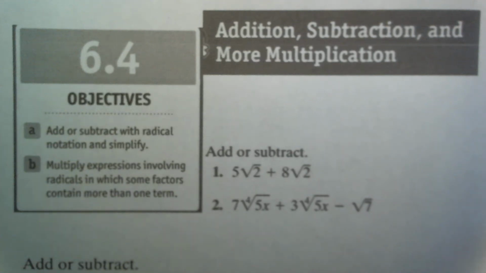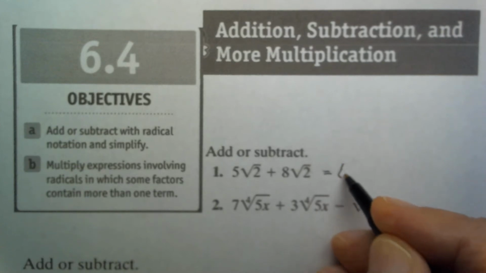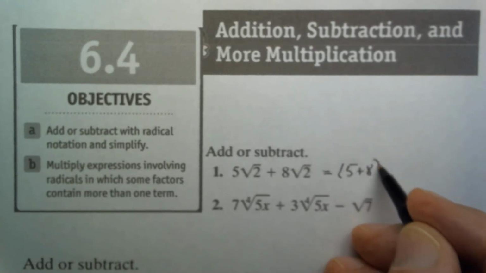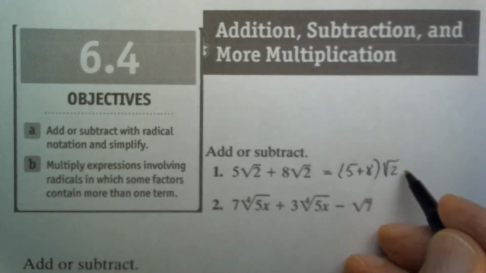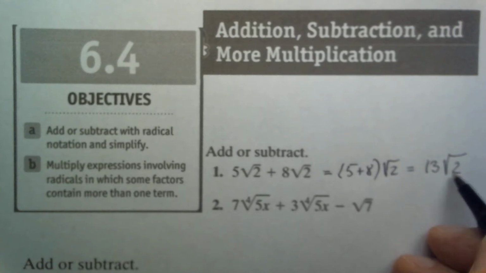In section 6.4, we continue working with radical expressions, and this is about subtraction and addition, and also more multiplication. When the radical expression is the same, we simply use the distributive property in reverse. So this would be 5 plus 8 times the radical 2, and that's equal to 13 times the radical of 2.